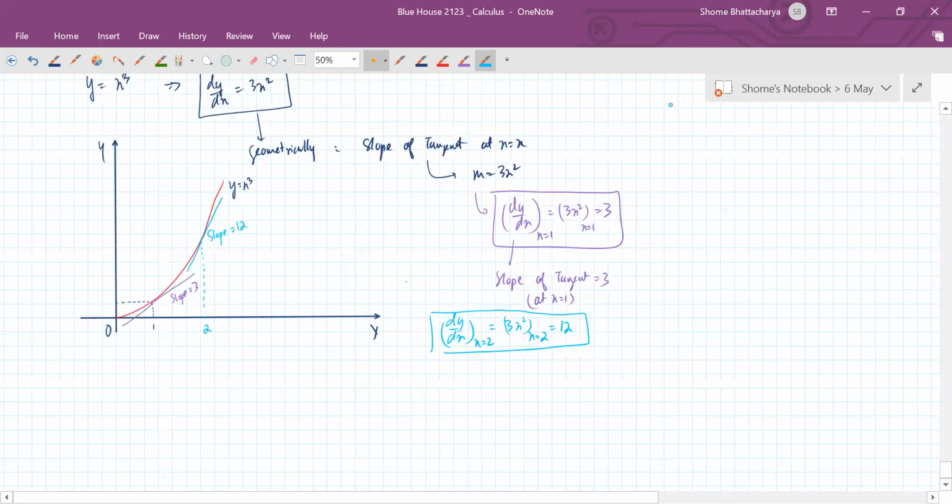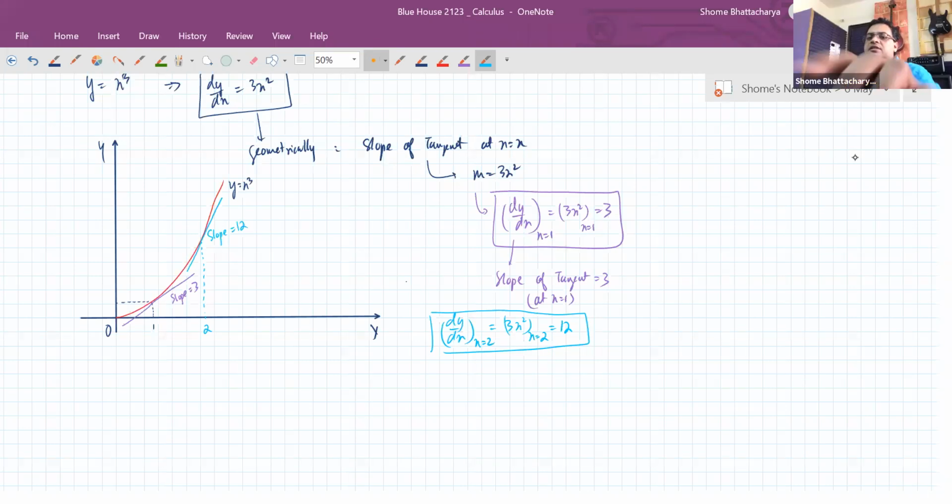So this is the interpretation of this graphically now. What it means is that the instantaneous rate of change is 3x square. It means that the general value of slope of tangent is equal to 3x square. So at a particular point x equal to 1, the slope is this much. At a particular point x equal to 2, the slope is that much, and so on and so forth.